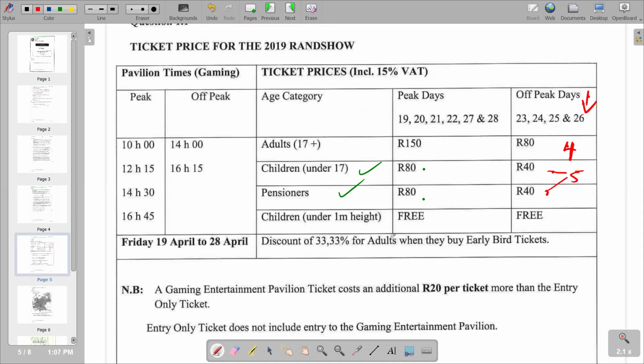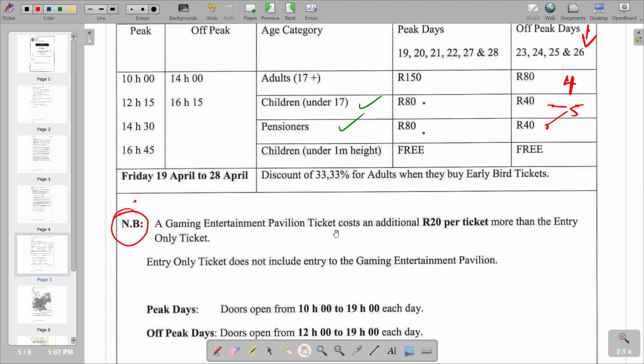So on the calculation, we're saying four times the price for off-peak days. But if you come here, there's an NB that reads: a gaming entertainment pavilion ticket costs an additional 20 rand per ticket more than the entry only ticket. So what it means is 20 plus 80 on adults, and then the other that we get to multiply by four. Then for children, we are saying 40. Children and pensioners have the same price, which is 40. We add again 20. The other that we get to multiply by 5. So basically, that's how we are going to multiply it.